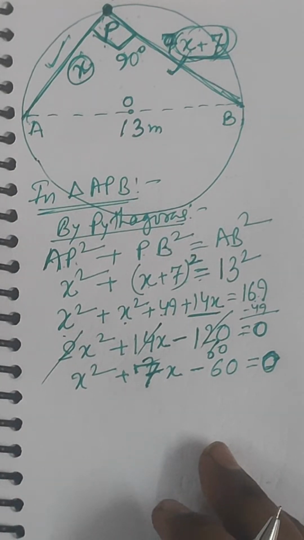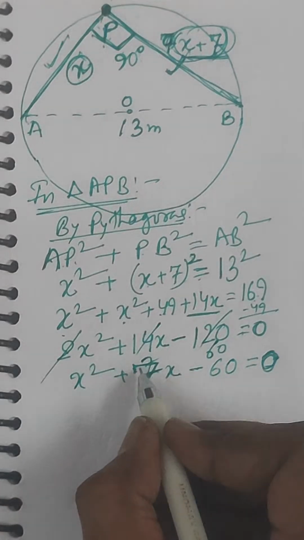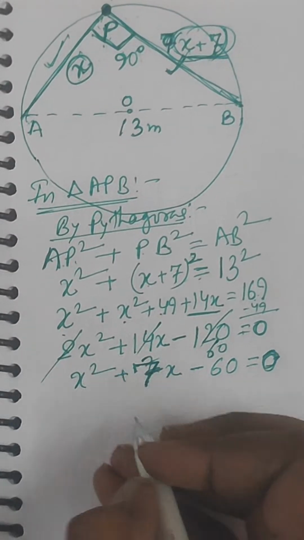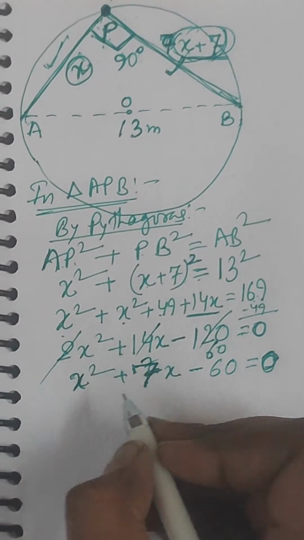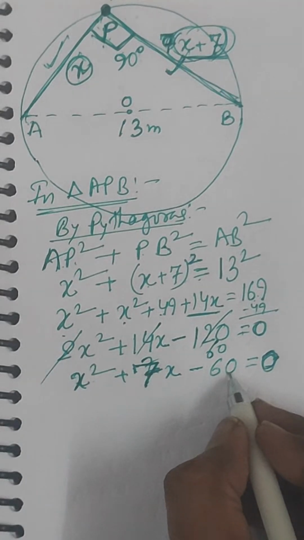Yes, your answer is right, Virender. You solved it perfectly. I just checked the answer in the book. Yeah, x square plus 7x minus 60.